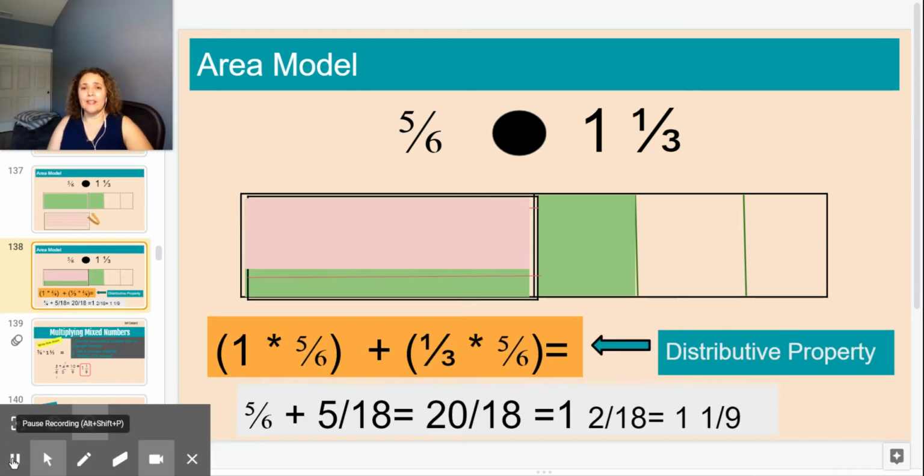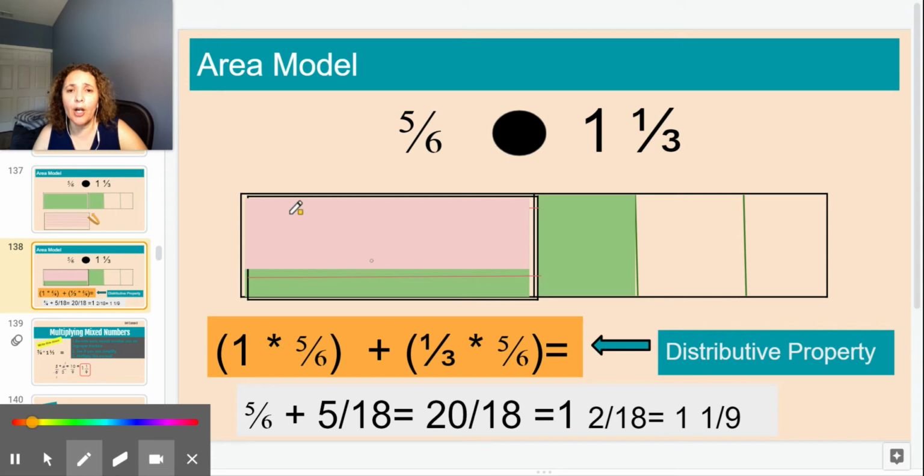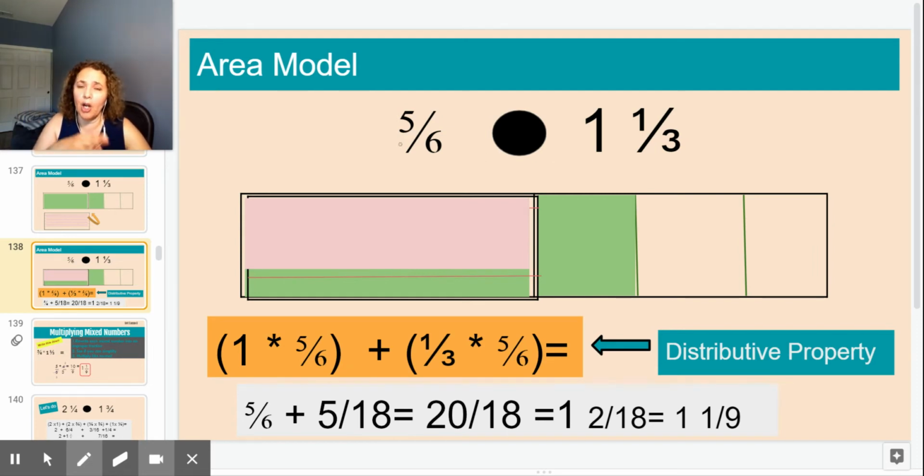So in essence, I overlapped it and I placed it here. And so basically, it's this part, the part that's double shaded. So this area, because I have 1 and 1/3, and I'm taking 5/6 of that. Remember, of that. So in essence, what I'm doing, I have my one whole and I'm multiplying it by 5/6. And then I'm taking my 1/3 and I'm multiplying that by 5/6. So the distributive property tells me that I can do that.